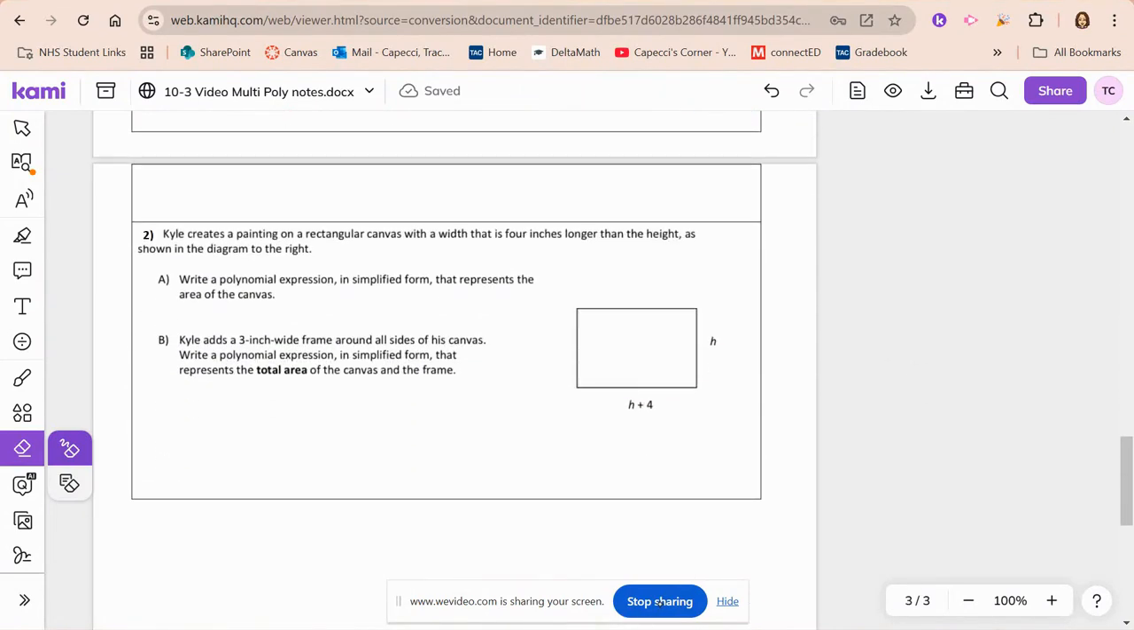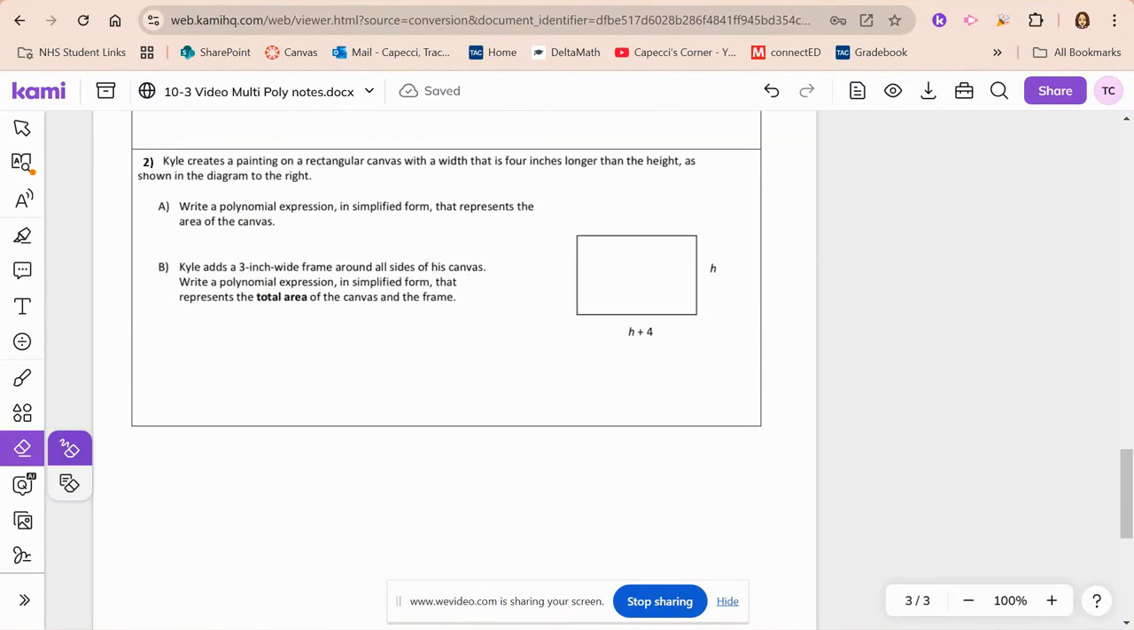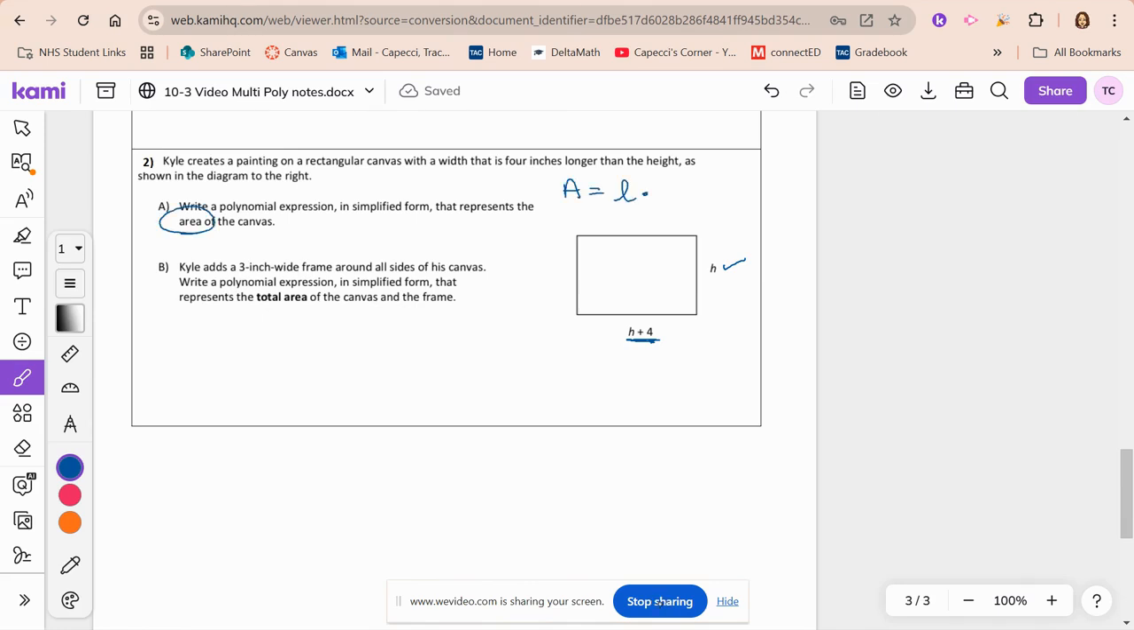All right, let's take a look at our next one. Kyle creates a painting on a rectangular canvas with a width that is 4 inches longer than the height. So the height is h, and my width is 4 inches longer than that. So I'm going to take h and add 4. Write a polynomial expression in simplified form that represents the area of the canvas. Now remember, area is equal to length times width.